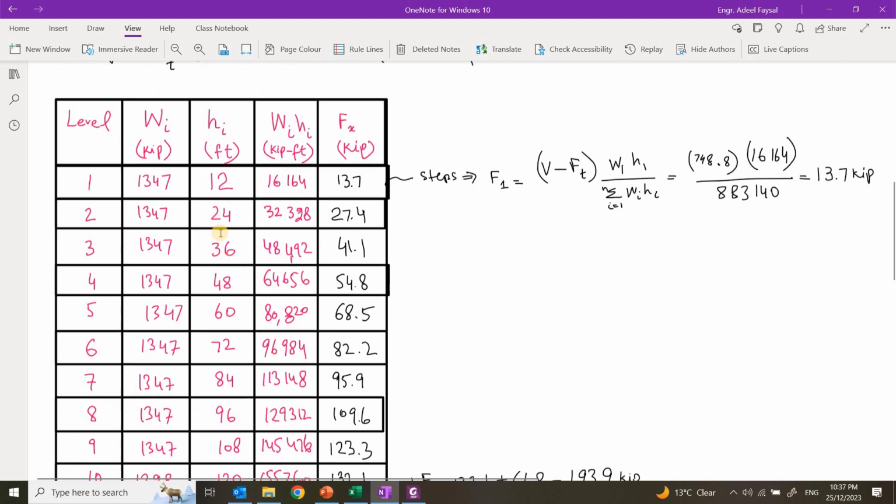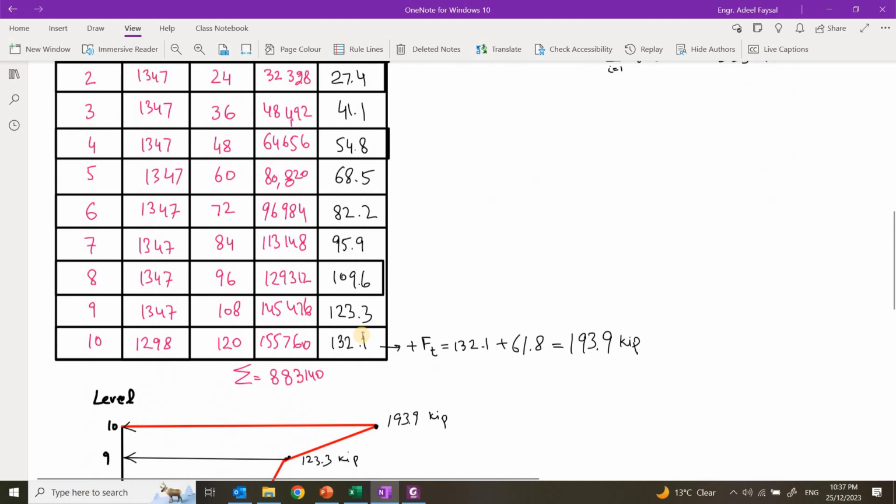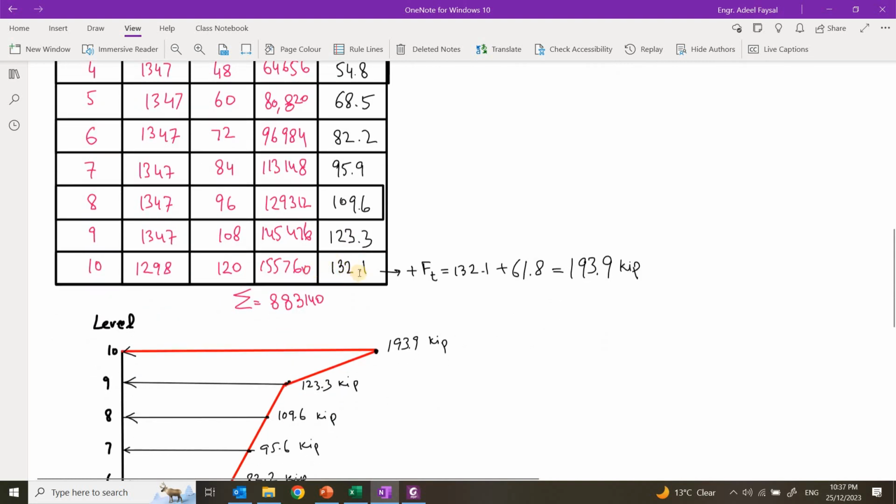So this is how you can do the calculation. If the elevations are just like this, 12, 24, 36, increasing linearly, then you can even do something over here: just keep on doubling, tripling, and then 4 times, 5 times. But anyways, this is how you calculate it. And then for the 10th level, you will get 132.1. But then the code says that for the 10th level, you have to add this FT, 61.8 kip. So for the 10th level, the final value is 193.9 kip.